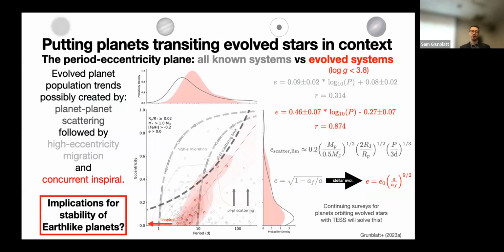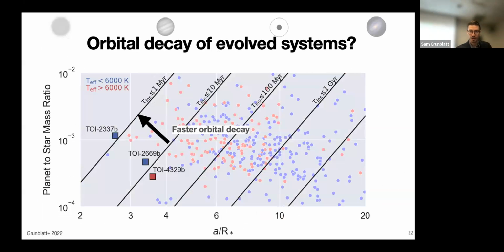And so that's why we need to find more of these systems to figure out if there is a turnover, if those planets exist. Basically, how stable can a planet on an Earth-like orbit be around an evolved star? We don't have the answer to that, and we're going to need to find more systems to figure that out. The other thing that we can study here, as I mentioned, is orbital decay.